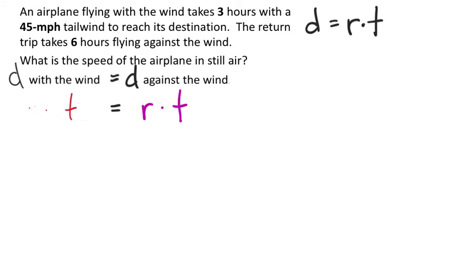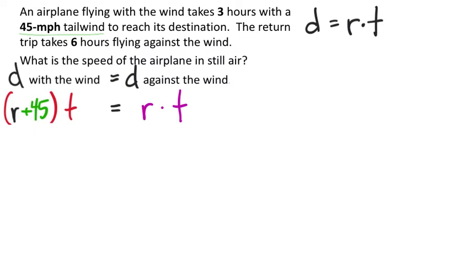I guess I'm starting with the rate. So for the rate, we have the speed of the airplane in still air, but it's adding the tailwind value, which is the 45 miles per hour. So that's my overall rate here. I'm using R. Maybe I should have used X so it's not confused with the original rate.